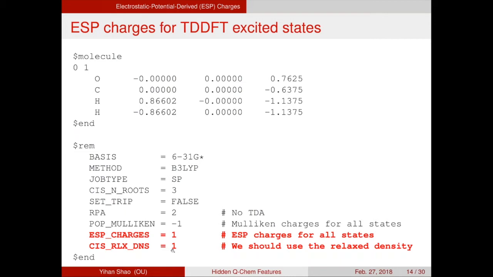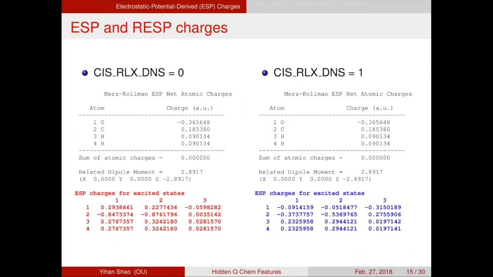So this is the output from the formaldehyde TDDFT calculation. This is the ESP charges for the ground state wave function, and after that, we have the ESP charges for the three lowest singlet excited states. We have four atoms, so there will be four rows, and each column will be a different singlet excited state. On the left is the unrelaxed density, and on the right we have the relaxed density. You can see the values are quite different. Again, we should use the value that corresponds to the relaxed electron density.